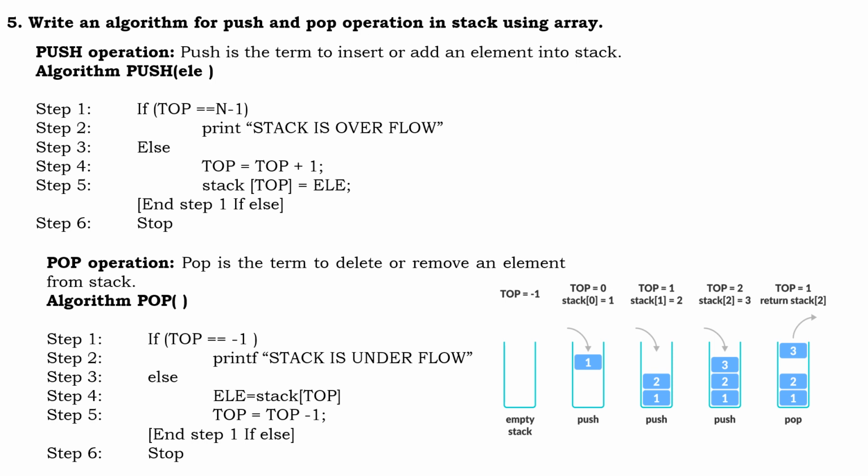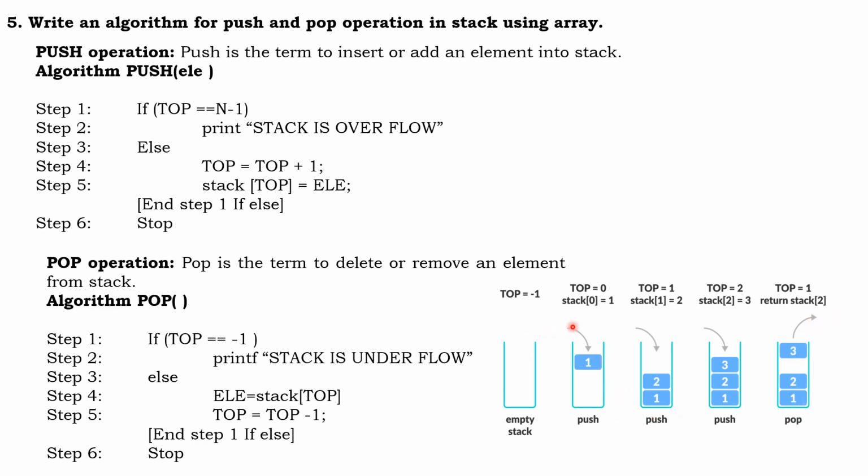What is a stack? Stack is an ordered collection of elements and it is a linear data structure in which insertion and deletion both take place at only one end called the top end. See here, insertion is also done at the top end, deletion is also done at the top end. It follows the first in last out principle.